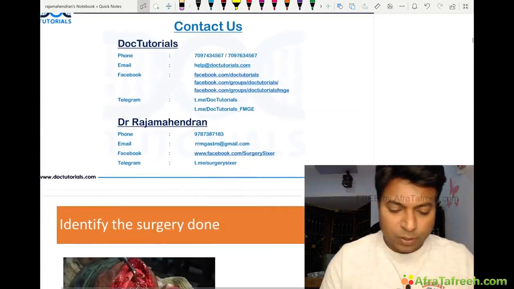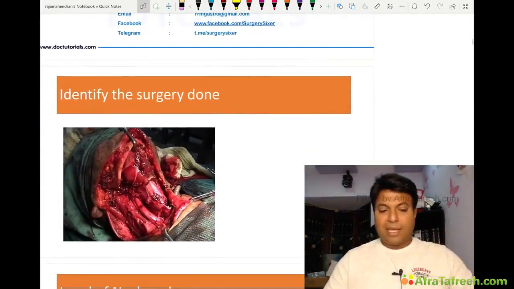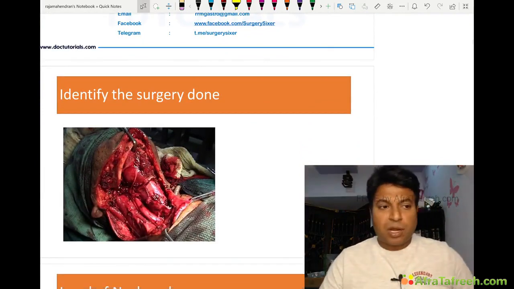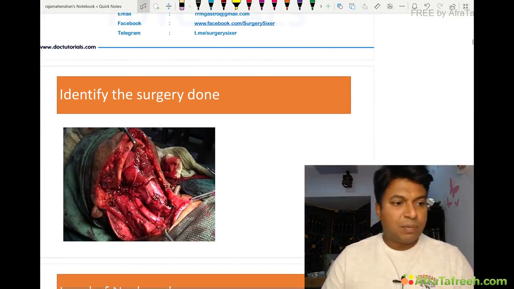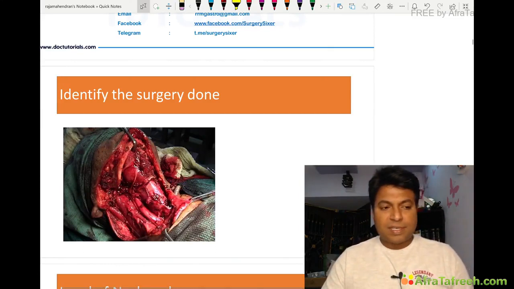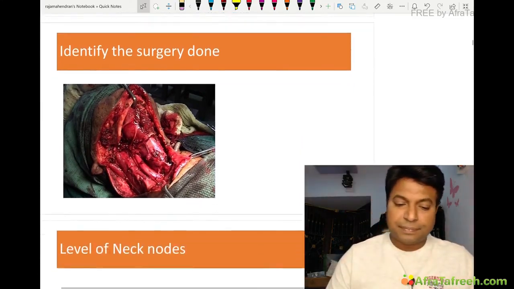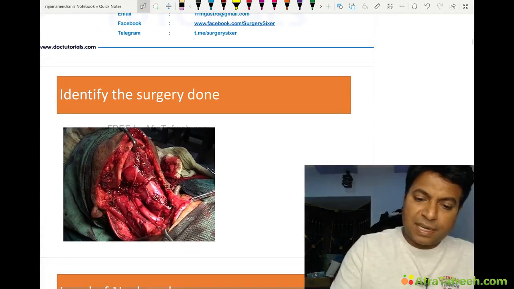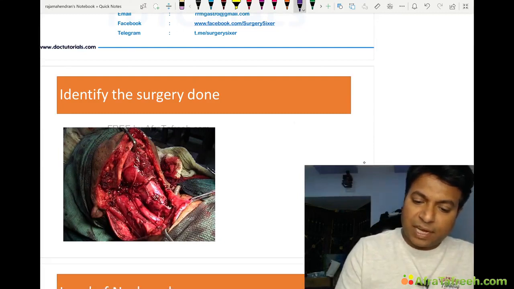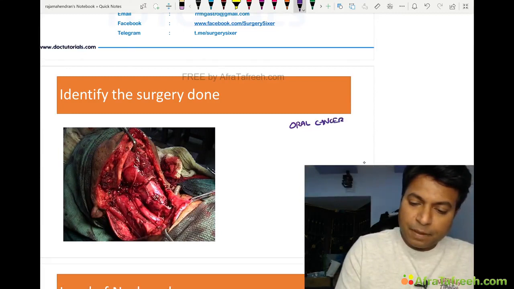And we are going to start today from oral cavity. Can you tell me what is the surgery here? So please post all your doubts when we are discussing. So we'll be discussing all of these things. So what is the surgery done here? This is a classical surgery done for oral cancer with the neck nodes. Oral cavity cancer. With the neck nodes, we have done a surgery here.